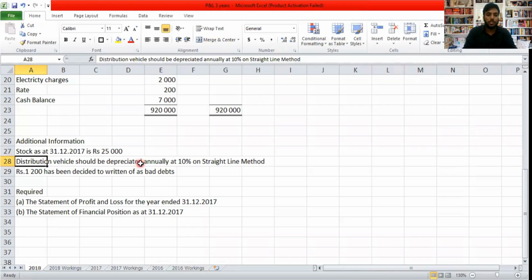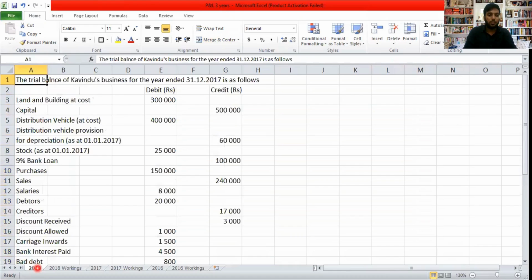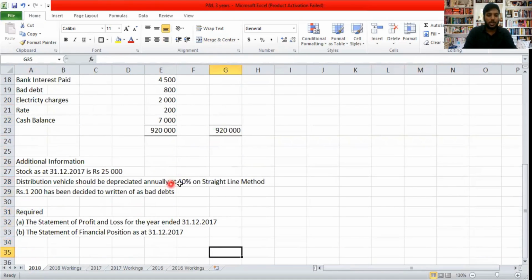They are saying distribution vehicles should be depreciated annually at 10% on straight line method. So how do we take depreciation? You all know that they had a depreciation amount. So I'm going to go to distribution vehicle 400,000. They have a provision of 60,000. They are saying that the depreciation is on straight line method. Straight line method means 10% directly on cost.